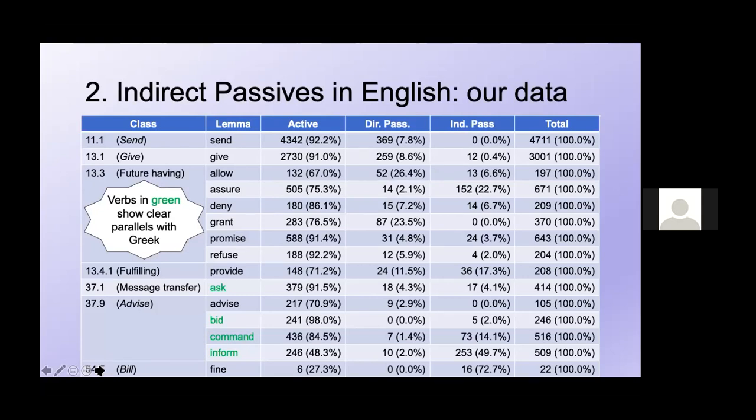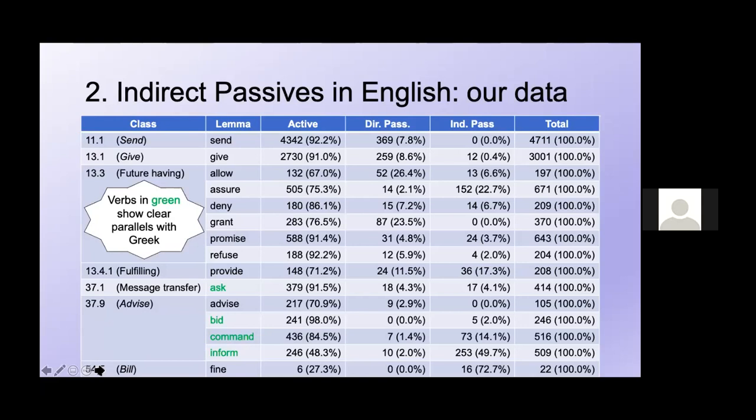Now, the verbs marked in green are the ones with clear parallels in Greek, and you can see how few of these there are. So, for example, in English, we see indirect passives with verbs meaning promise, which we don't see in Greek, but on the other hand, in Greek we see indirect passives for parainein, which means advise, whereas advise in English doesn't form indirect passives. And you can also see the considerable lexical variability.